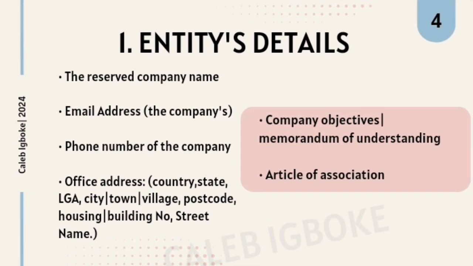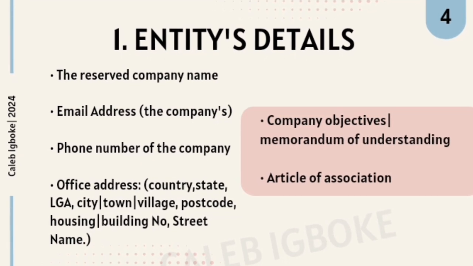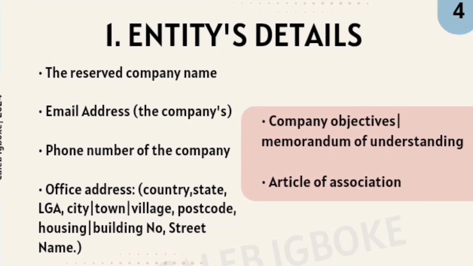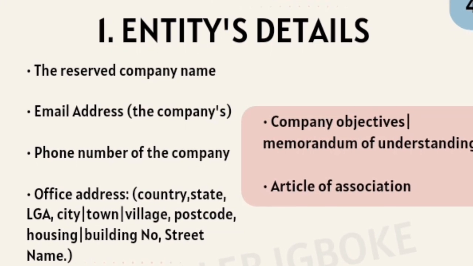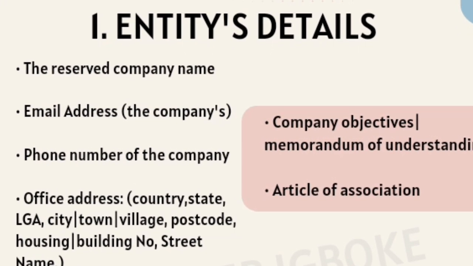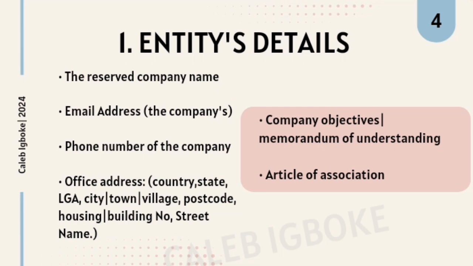Entity details. Entity means the company you are registering. So the company is referred to as an entity. The details you'll be needing for this section include the reserved name. The second one is the email address of the company, not your own personal email address. So immediately CAC reserves a name for you, use that company's name and register an email address exclusively for that company. Another thing you'll be needing is the phone number of the company. Go and get a phone number registered specifically for that company.